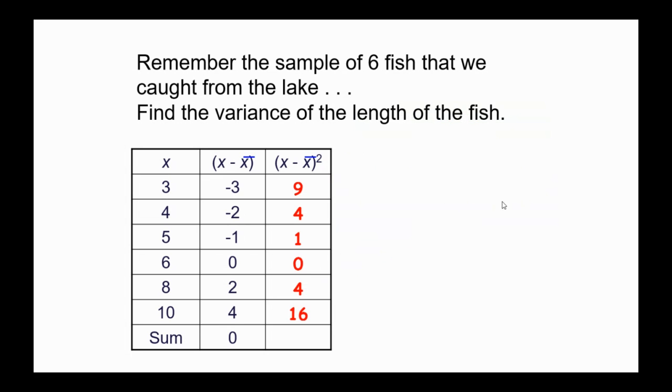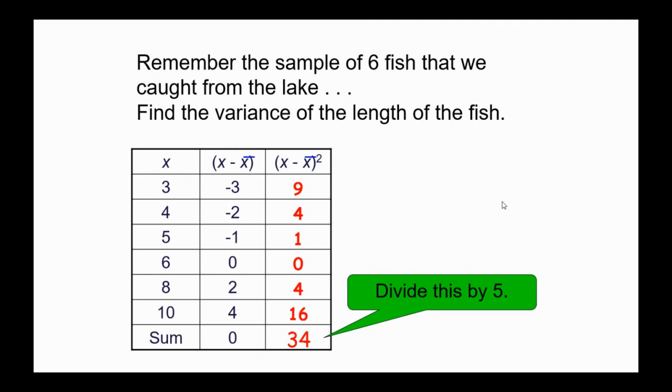$34. 34, that's right. So to get our variance, we need to divide this by n-1. What's our n? Our n is 6. n-1, so 6 minus 1 is 5. So we divide 34 by 5.